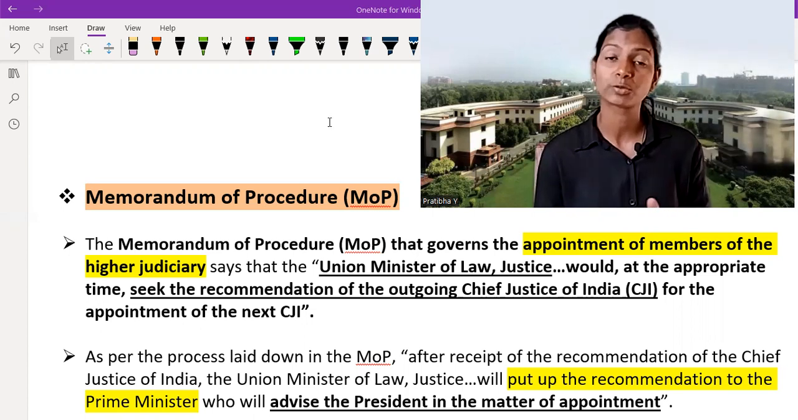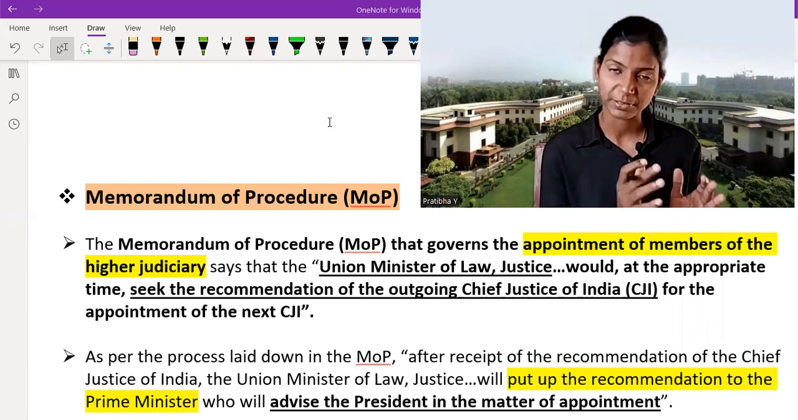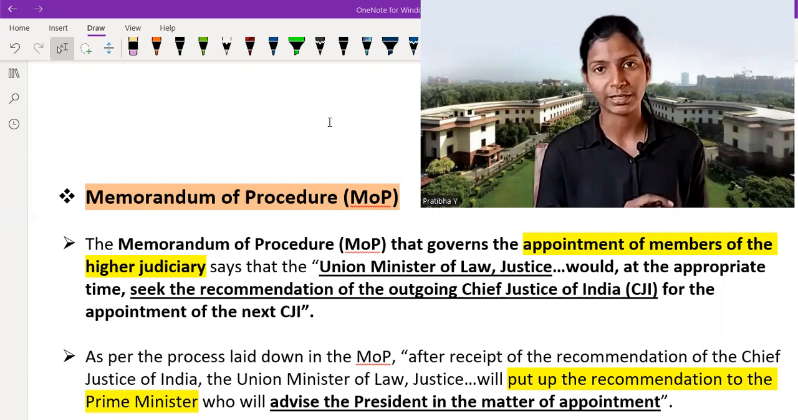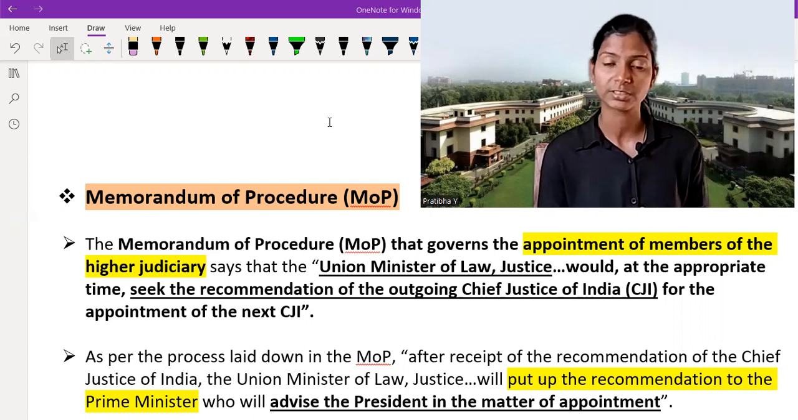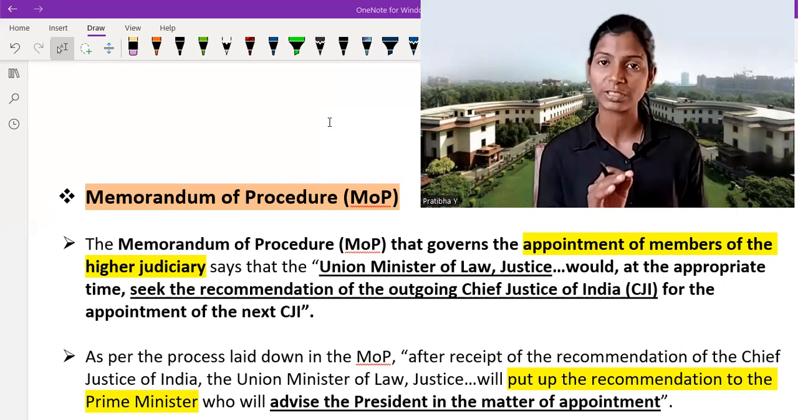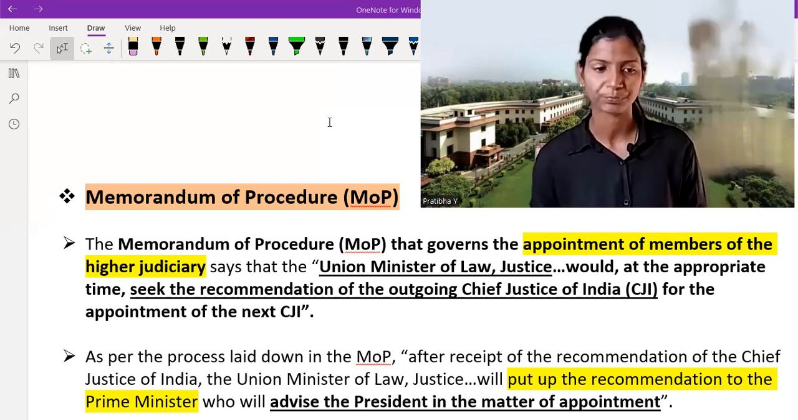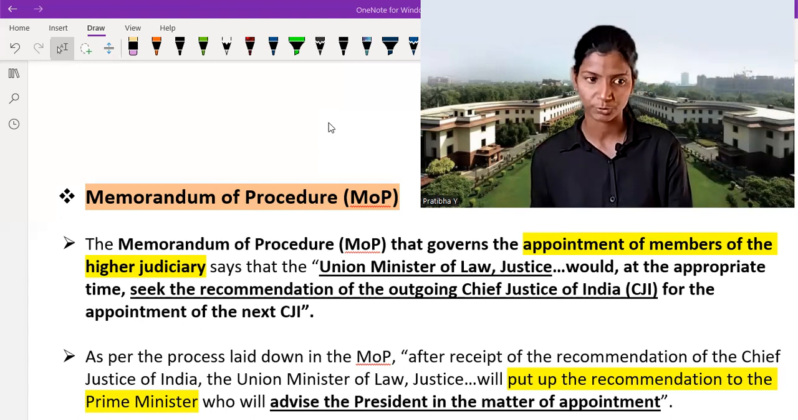So there are different rules and procedures for how they choose judges, what the precedent is till now, what happened, and whether there is any exception in the whole history where the appointment of judges took place in a different manner than normal. So we are going to talk about each and everything in this video. So what is Memorandum of Procedure?